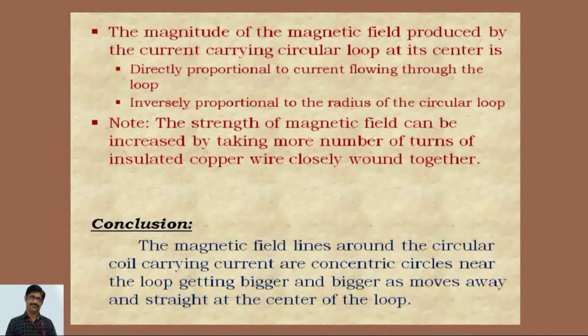So we can conclude that the magnetic field lines around a circular coil carrying current are concentric circles near the loop, getting bigger and bigger as they move away, and at the center of the loop, those field lines are straight. This is the conclusion we draw at this point.